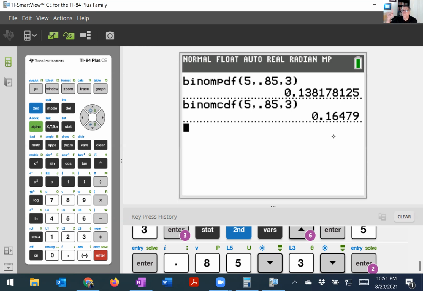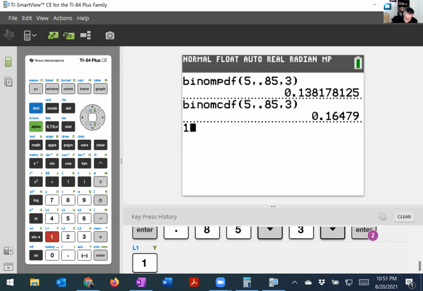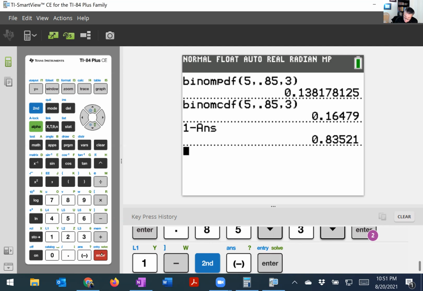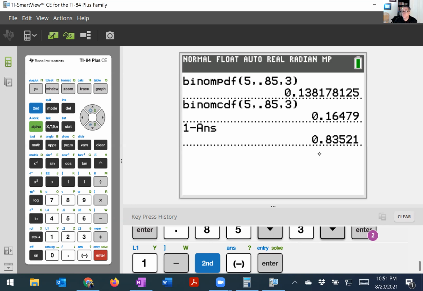However, I don't want that. I want 4 and 5. This is everything that I don't want. So if I do 1 minus that answer, I can hit second, the negative sign to get the previous answer. Then that gives me my 0.8552 again. It's a little more confusing on the calculator, and I'm sorry for that. There's no other way that I can make it easier. The calculator is just limited.